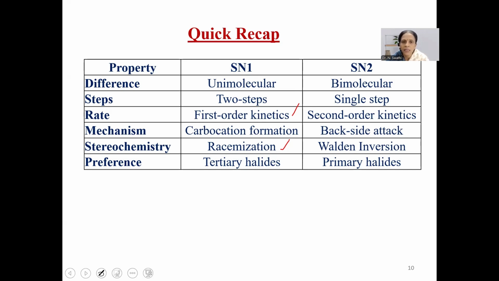As a result of backside attack, we get a product having configuration exactly opposite to that of the reactant. That's why it is known as inversion of configuration. Alternatively, it is also known as Walden inversion. Most of the times when you get 2 marks, they will ask what is Walden inversion or explain Walden inversion. You can see such types of questions in your previous question papers also. And always primary alkyl halides are more reactive towards SN2 reactions.